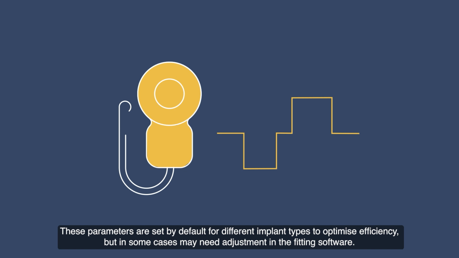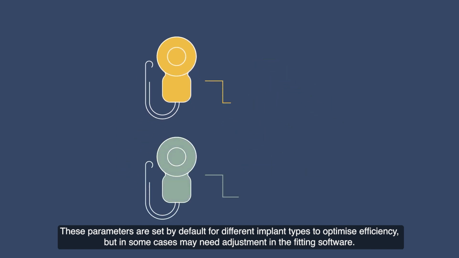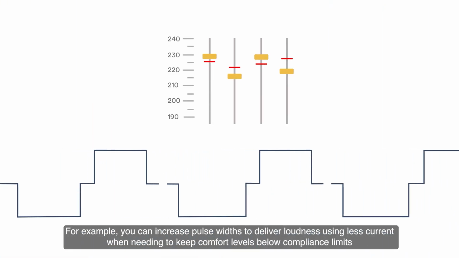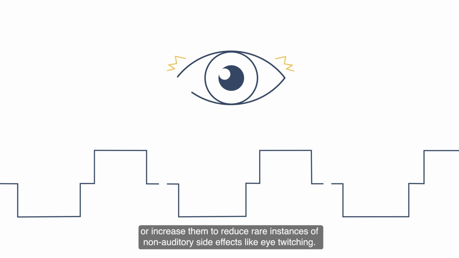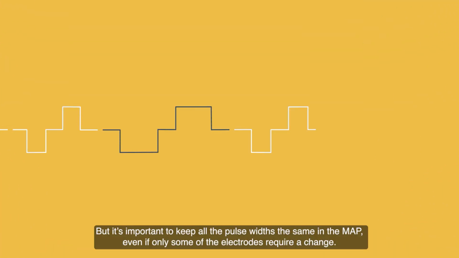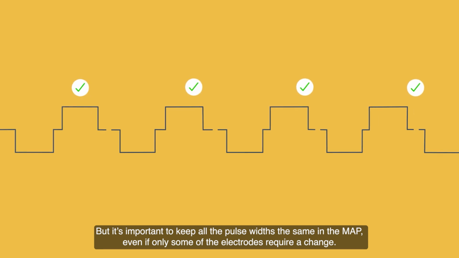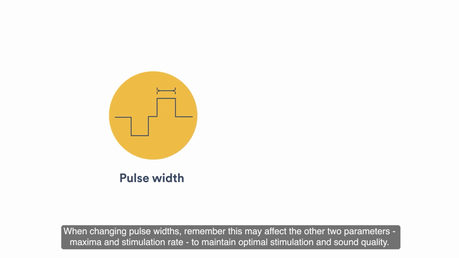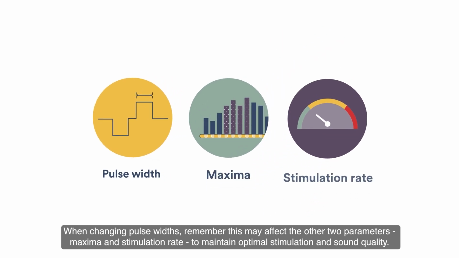These parameters are set by default for different implant types to optimize efficiency, but in some cases may need adjustment in the fitting software. For example, you can increase pulse widths to deliver loudness using less current when needing to keep comfort levels below compliance limits, or increase them to reduce rare instances of non-auditory side effects like eye twitching. But it's important to keep all the pulse widths the same in the map, even if only some of the electrodes require a change. When changing pulse widths, remember this may affect the other two parameters, maxima and stimulation rate, to maintain optimal stimulation and sound quality.